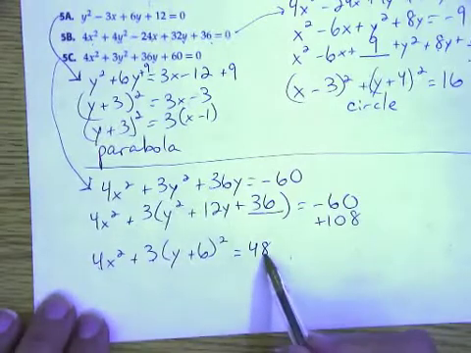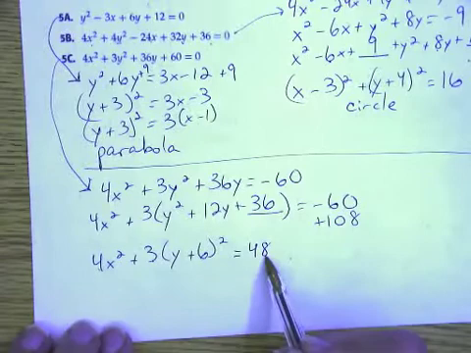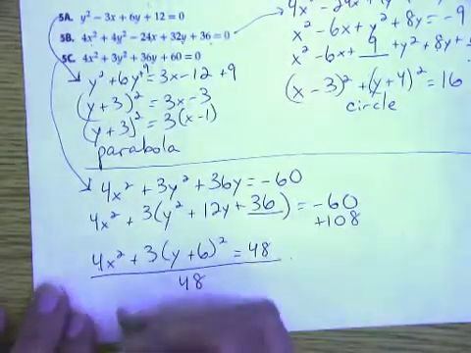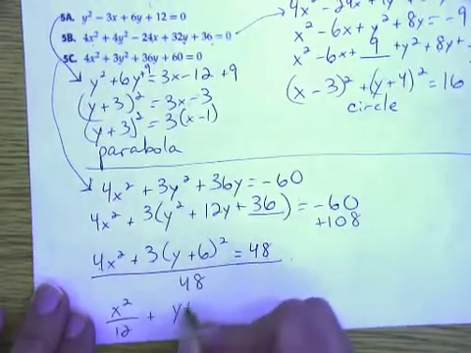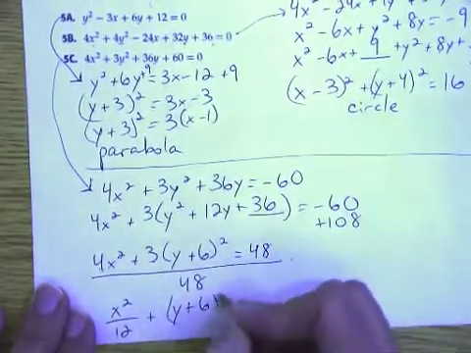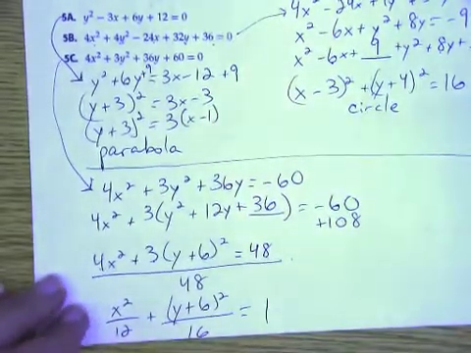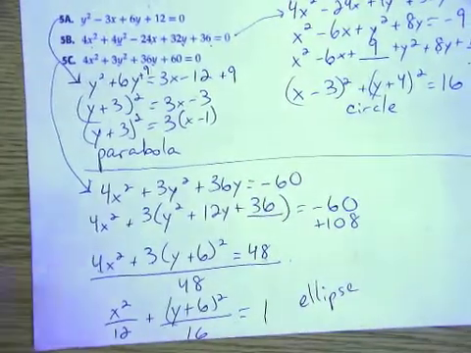Since this number and this number are not the same, I know that this is going to be an ellipse, and in order to get the equation in standard form, that means I need to divide this 48 away. So divide everything by 48, and I get x squared over 12 plus (y plus 6) quantity squared over 16 equal to 1.